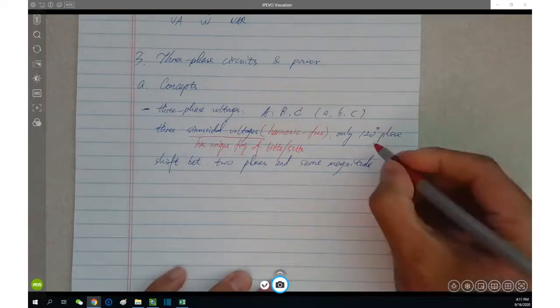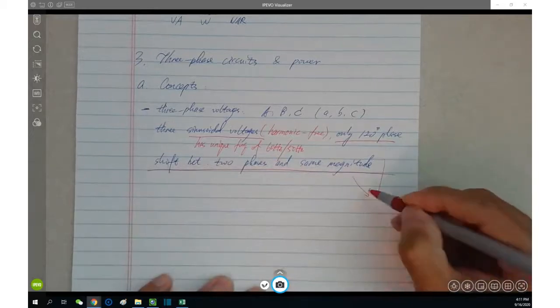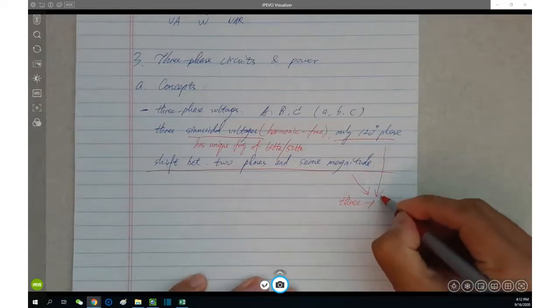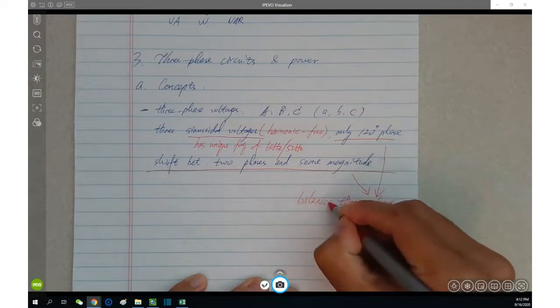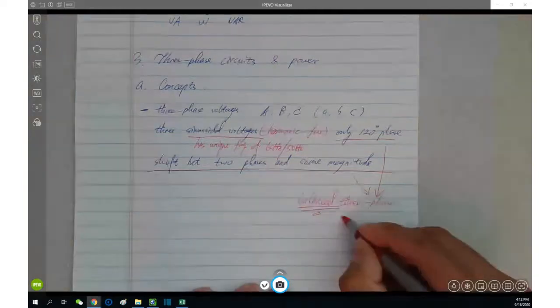And also, since 120 degree phase shift and same magnitude, this is called balanced. Balanced three phase voltage. Yeah, balanced three phase voltage. Okay. Unbalanced means you probably have a different phase shift other than 120, or you might have different magnitude among those three phases. Okay. But here we are studying the balanced one, at least in this module.